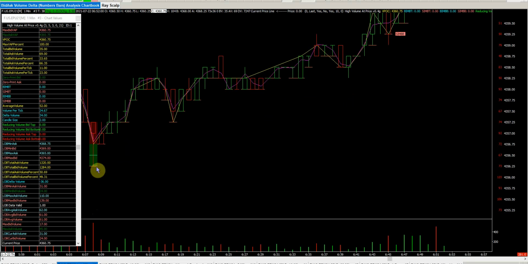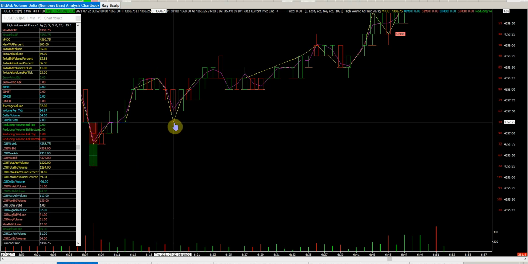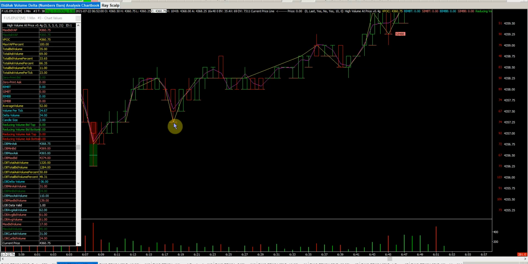I'm sorry, that was selling imbalances at the bottom of a candle, buying imbalances at the top of a candle. Sorry about that. So what you're looking for: there's a selling imbalance there, there's a selling imbalance there. You're looking at that at the bottom of a candle.